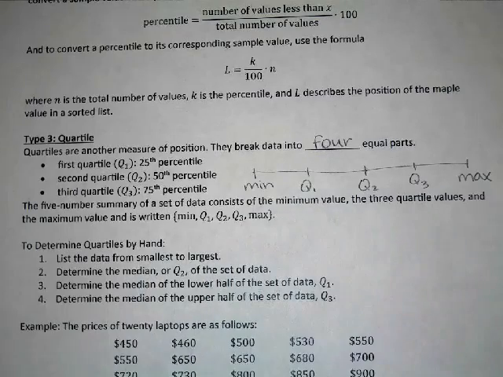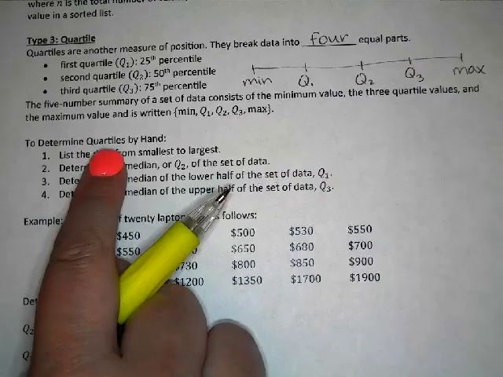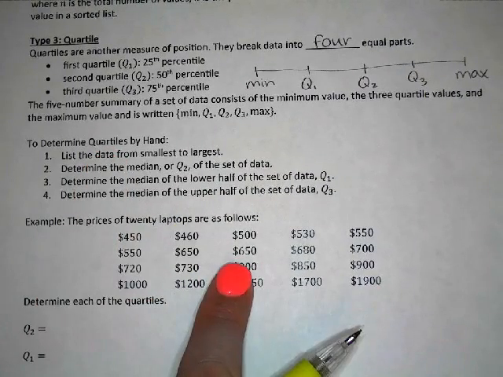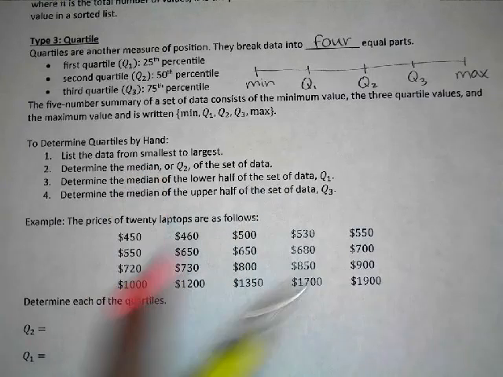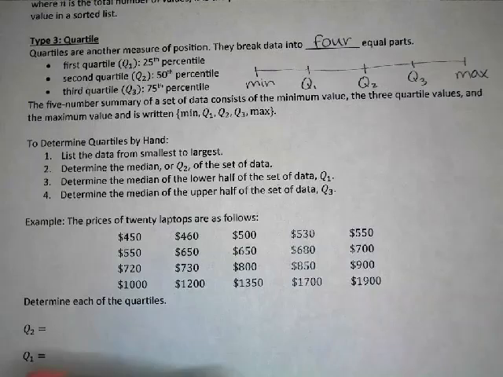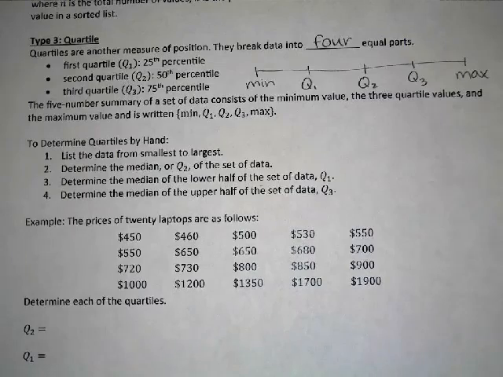Okay, so to determine the quartiles by hand, you're just going to list all your numbers like we have in this example from smallest to biggest, and then you're going to find the median of all of the numbers. And then once you have it broken into a lower half and upper half, you're going to find the median of each of those halves. Okay, so it's not a difficult process. So that's what we're going to do with this example.